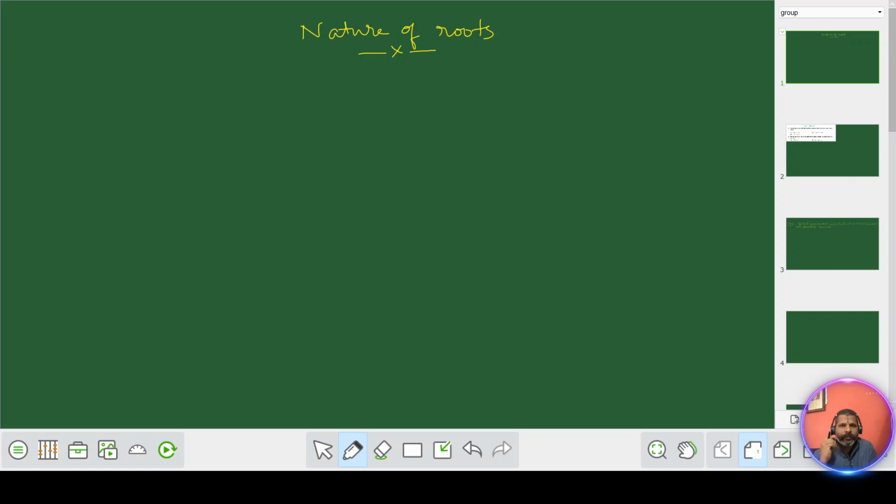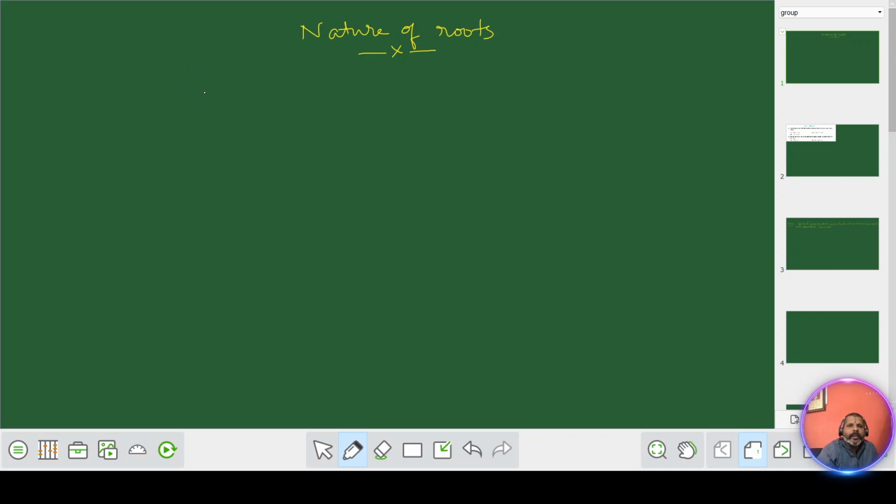Hello students, in this class we'll see the nature of roots. It's a topic under quadratic equation chapter. The quadratic equation will have roots which may be real, distinct, real and equal, or maybe imaginary. It depends on the b square minus 4ac value. What do you mean by b square minus 4ac? It is a discriminant. Okay, let's see the topic, nature of roots.